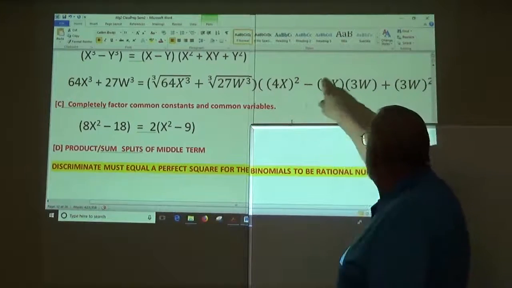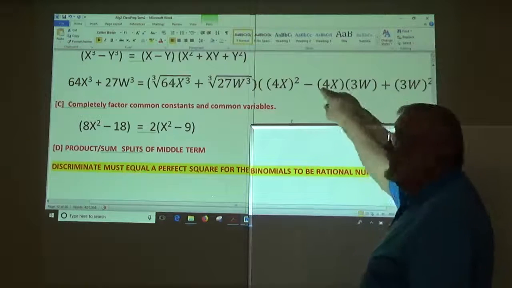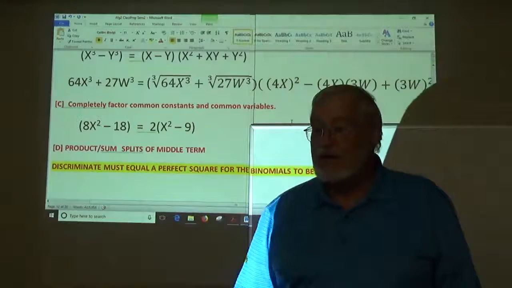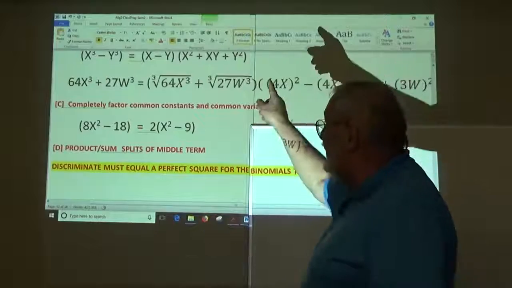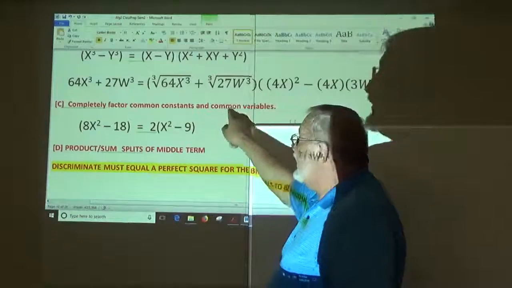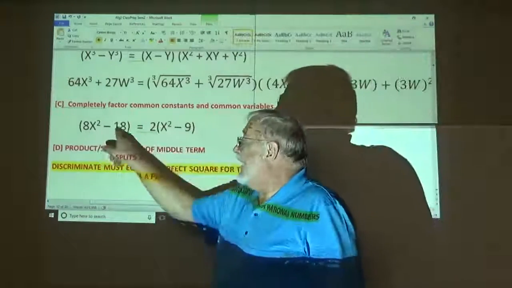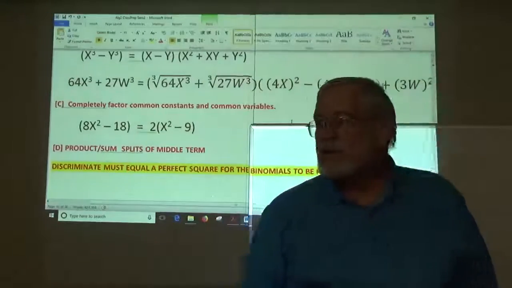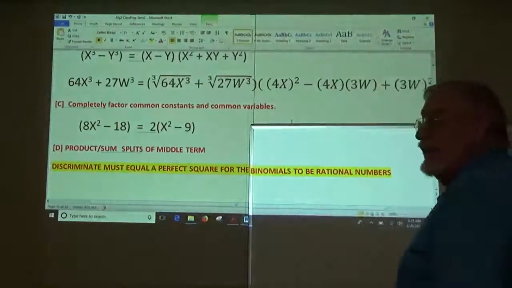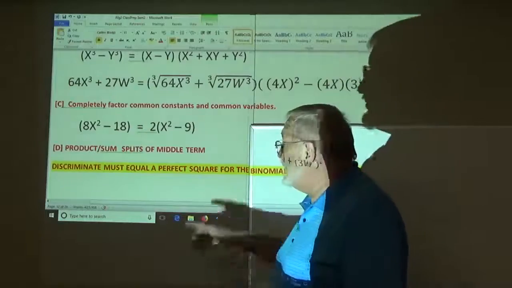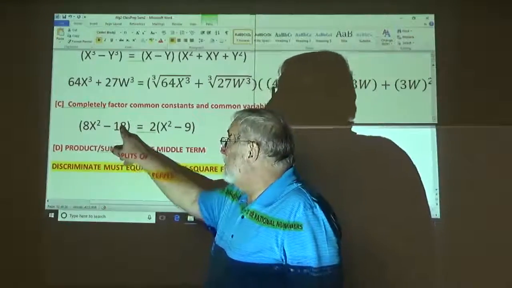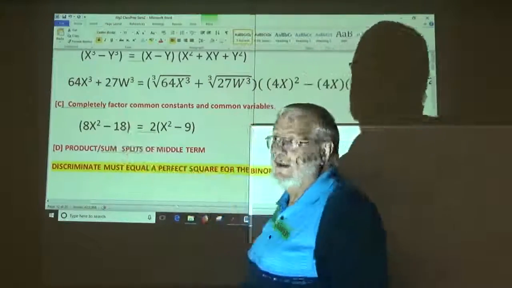The 4 times the 3 will be 12xw in the center. You've got to be able to do that. Now, factoring completely, see this 8 and 18? What's the common factor? Common factor is 2. If I put x cubed and x here, we could have also had a 2x.